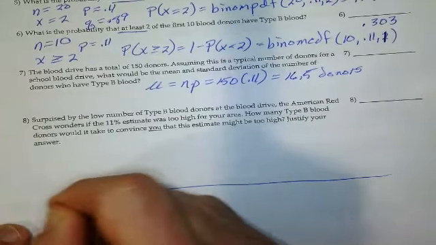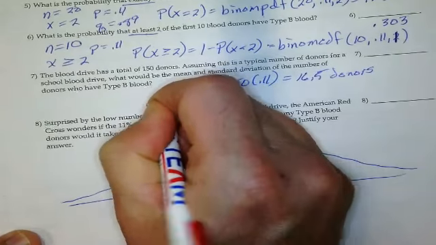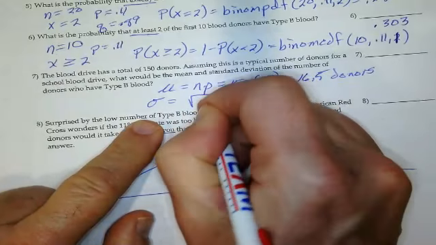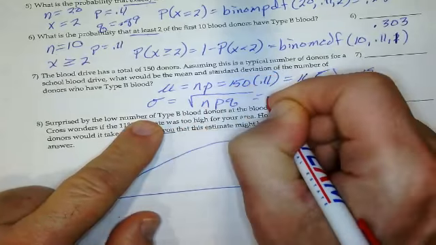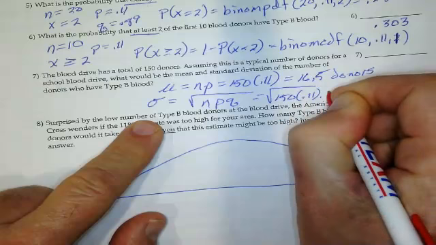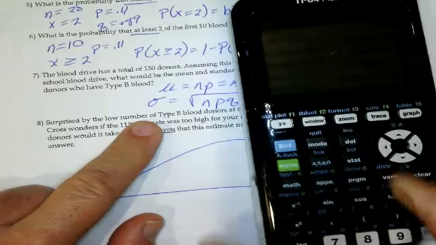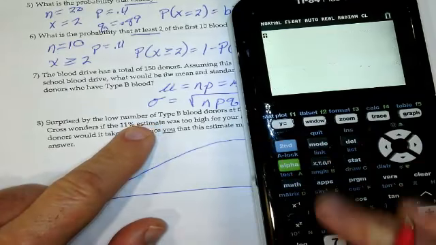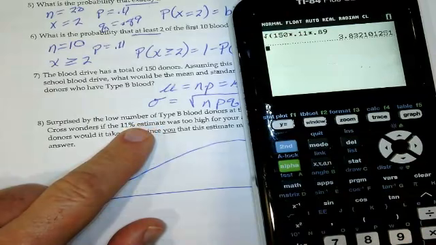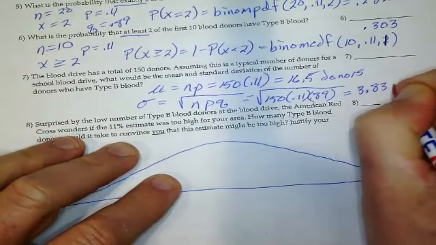So we're going to use our numbers here. Oh, I forgot. Yep, you're yelling at me. You didn't find my sigma. Sorry. According to our handy dandy sheet, this is the square root of NPQ. So this is the square root of 150 times 0.11 times 0.89. Let's clear all that madness out of the way. Second square root, 150 times 0.11 times 0.89 is 3.83. So 3.83 donors.